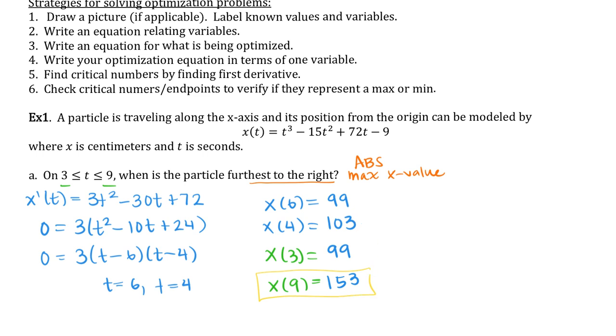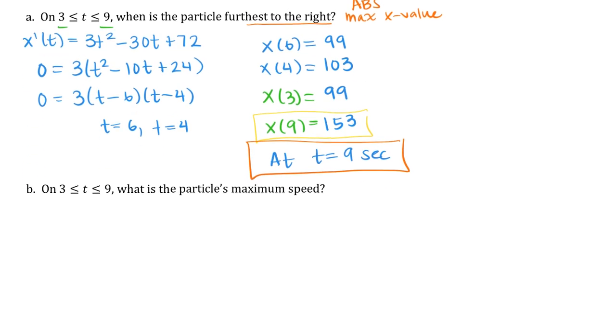So now let me answer the question. It says, when is the particle furthest to the right? Oh, so they want to know when. When is the seconds? The seconds are time. So the answer is at t equals 9 seconds. This is the answer to when the particle is furthest to the right. But I had to show this step to justify that I checked for the absolute maximum x value.